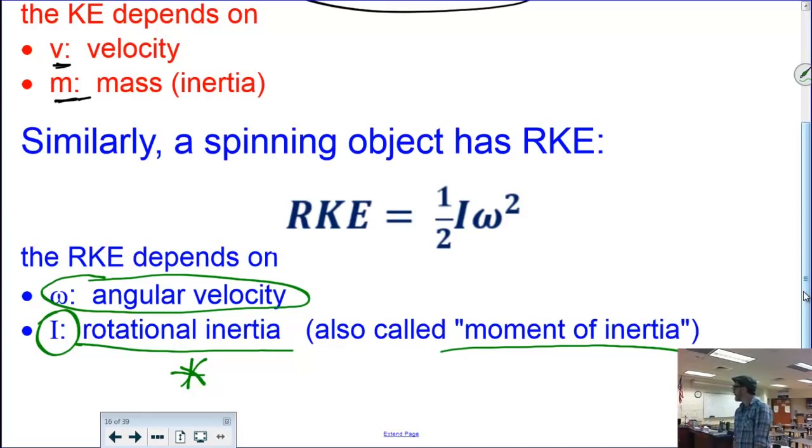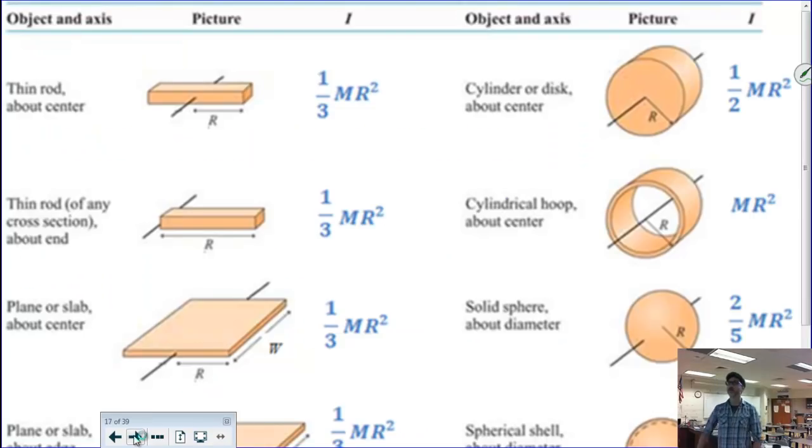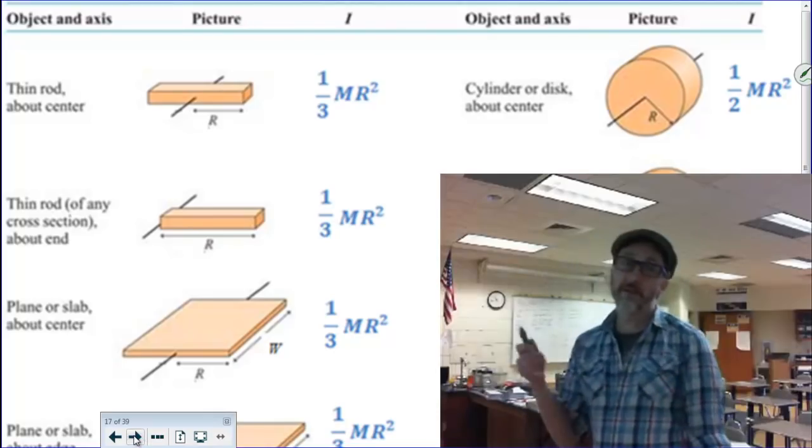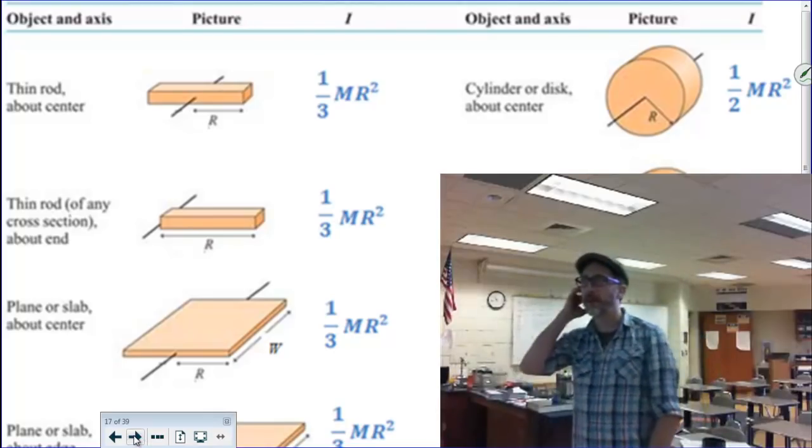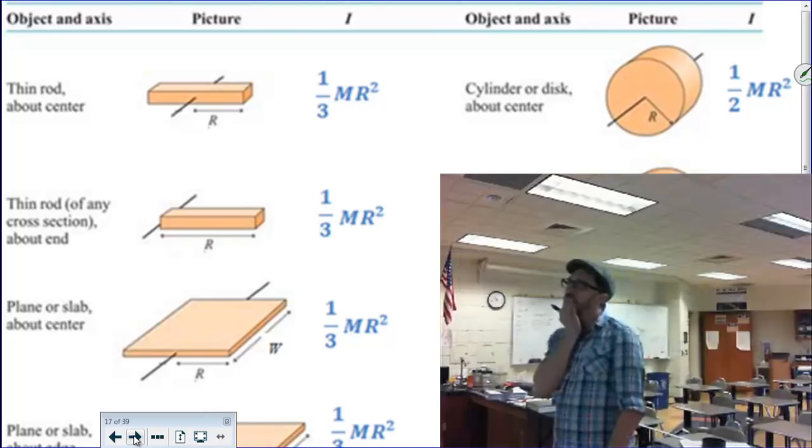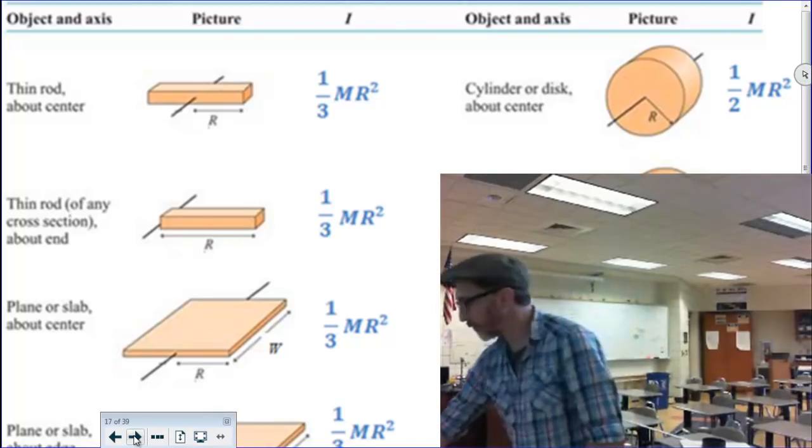Okay? So we need to talk about how to calculate moment of inertia. So really, to do this requires some calculus, all right? So basically what I'm going to give you here are some different shapes and their corresponding rotational inertias, okay? So this is on the back of your equation sheet that I gave you at the beginning of the year. So let me kind of run through these, all right?